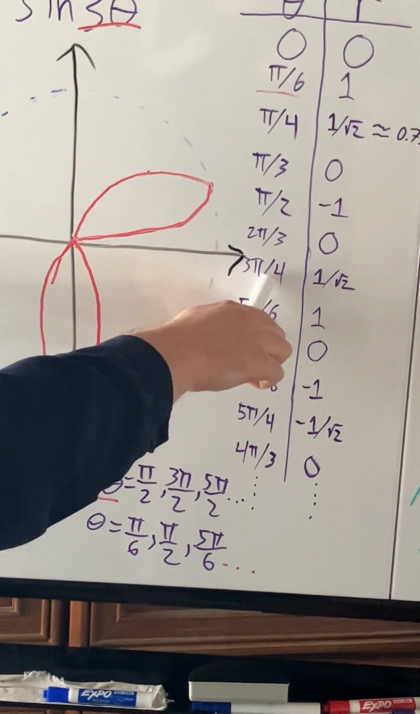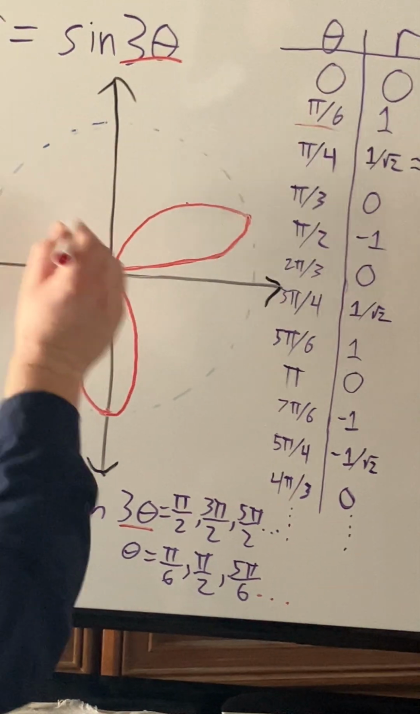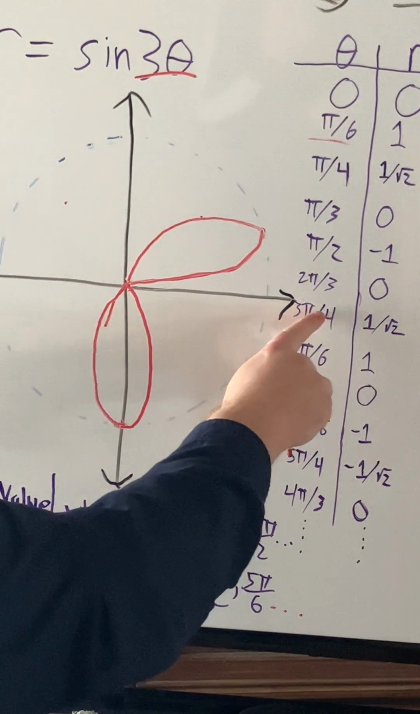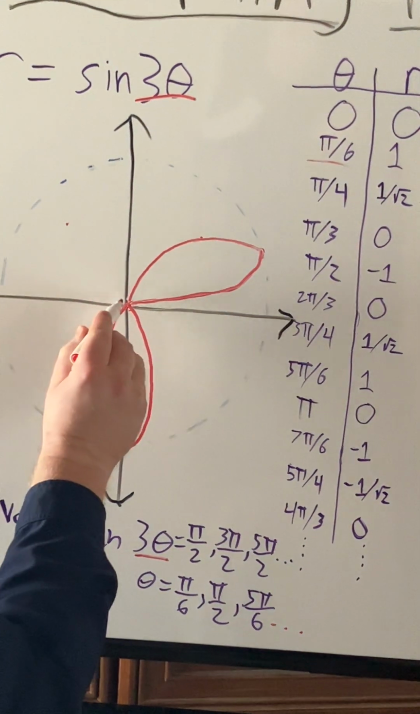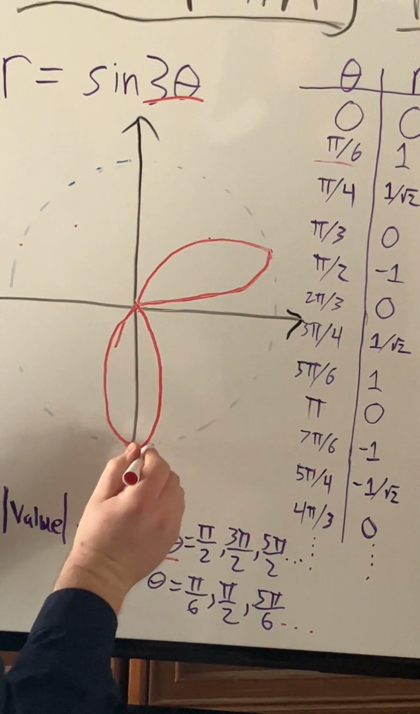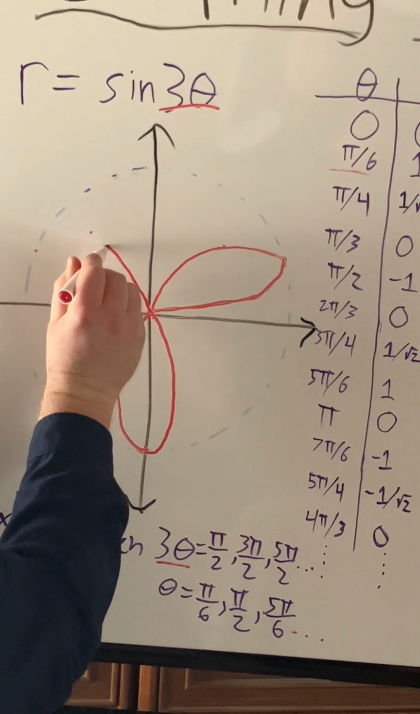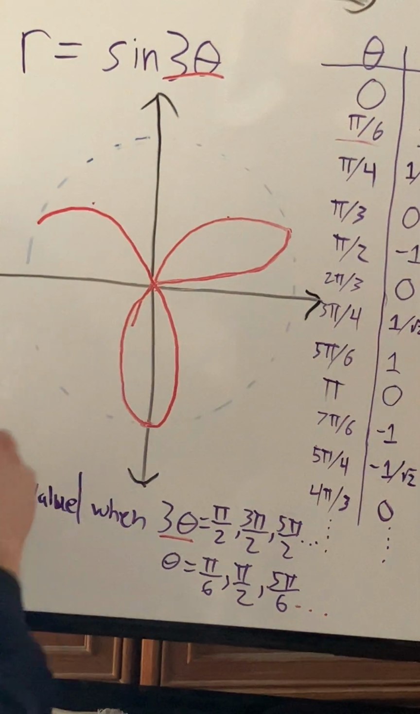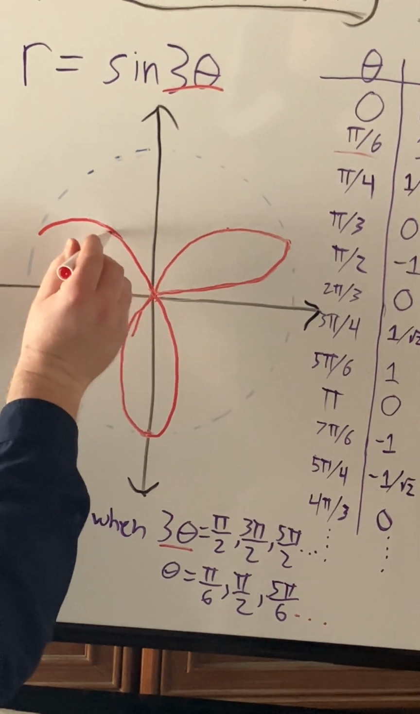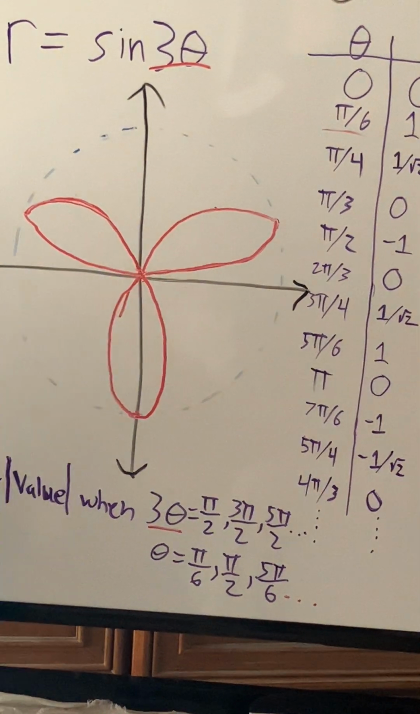3 pi over 4, that's here. We're back out to our 45 degrees, somewhere around 0.7. 5 pi over 6, we're at 1. That tells us it comes out to here again. So you can tell it trends like this, comes back through the pole, and then comes up like this. I missed our point, but you get the idea. It's roughly like this. Hits there, comes back down like that.